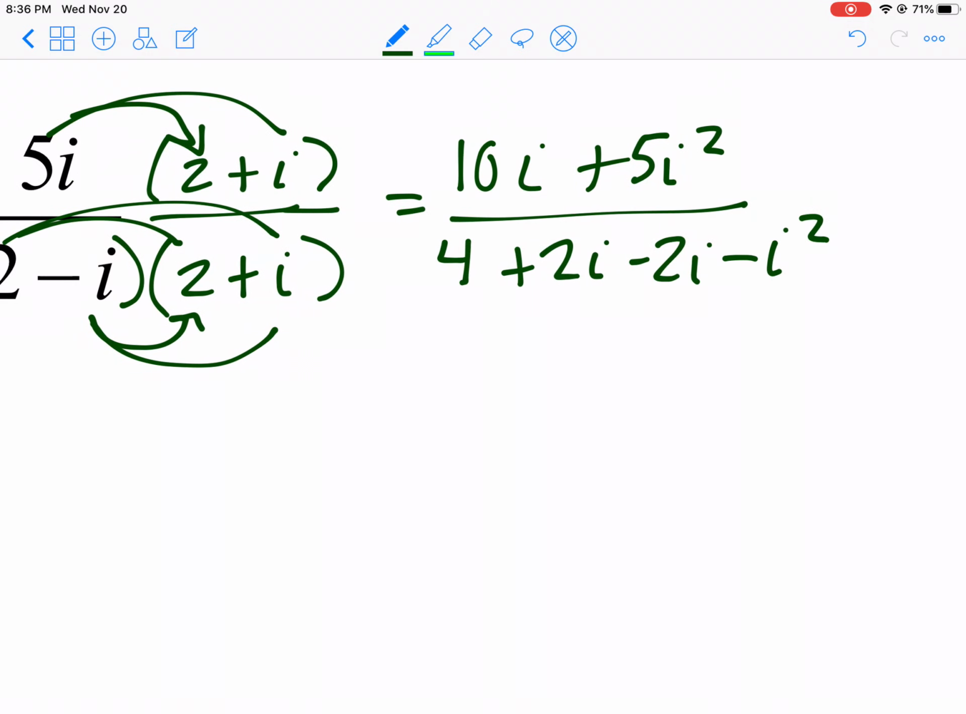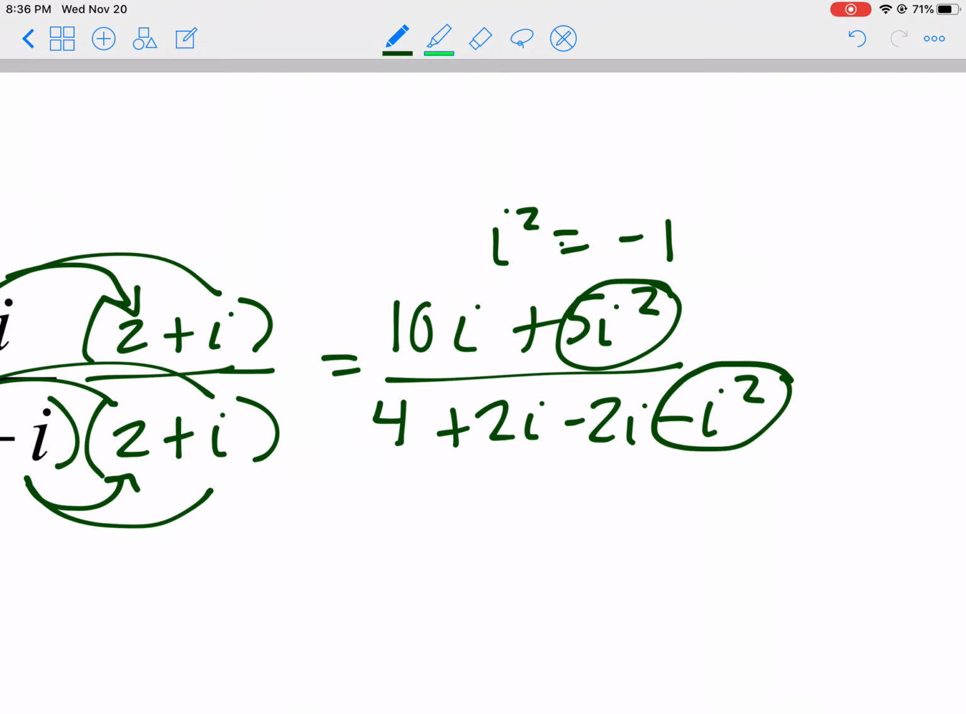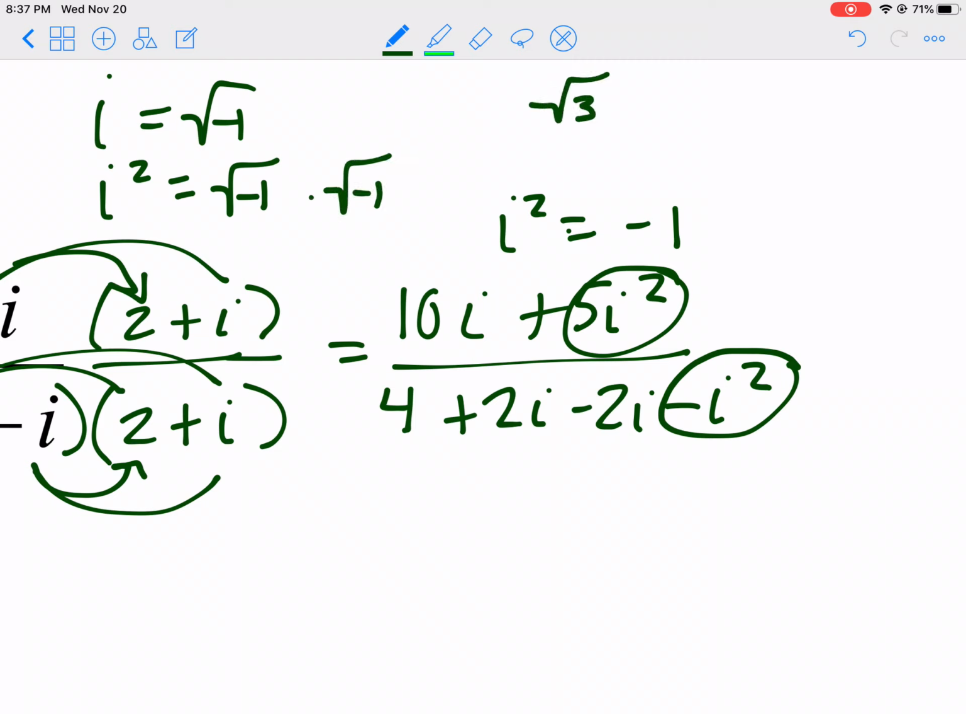At this point, I want to take a look at the terms that have i squared with them. So there's one, and there's one. These we can simplify because i squared equals -1. We discovered that once before when we said that i equals the square root of -1. So i squared equals the square root of -1 times the square root of -1. And we used patterns. We said, okay, square root of 3 times square root of 3, well, that equals square root of 9, which is just 3.